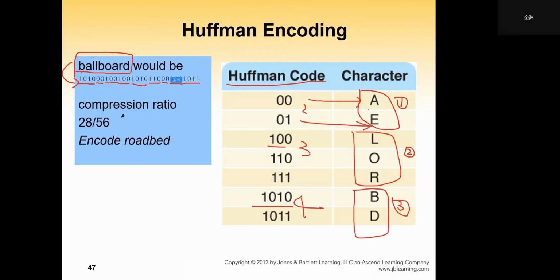So you can consider what the compression ratio is. If we use 4 bits for each character, it's supposed to be 56 bits to represent. But after we compress them, there are only 28 bits for the representation. So we can get its compression ratio. Okay, so you can use this table to try to encode the word "road bed" as an example after class. I will send these slides in our WeChat group, and you can do this exercise after class to try to figure this out more clearly by yourself.